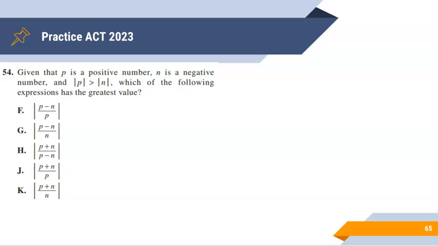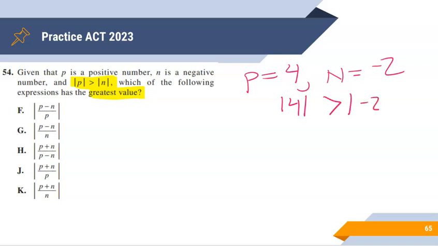Okay, which of the following has the greatest value, if this is true? So I'm going to pick some values. I'm going to let p equal 4 and n equal -2, because the absolute value of 4 is definitely greater than the absolute value of -2. Okay. I'm going to see which one of these works out.